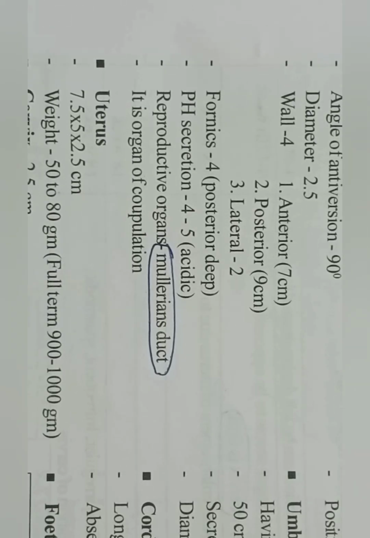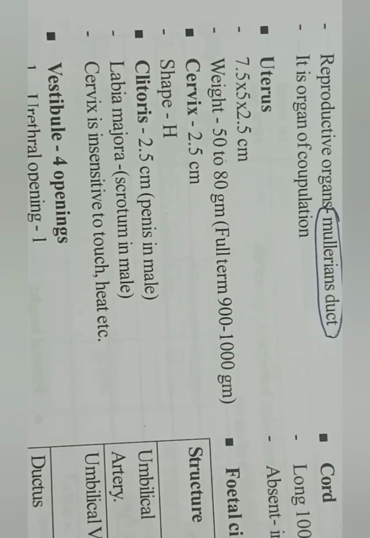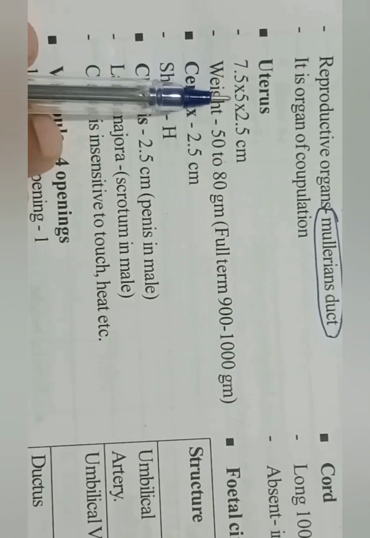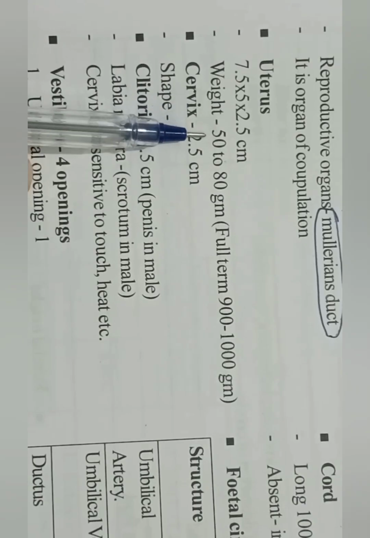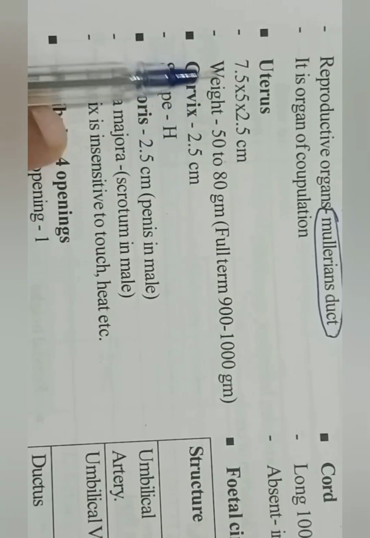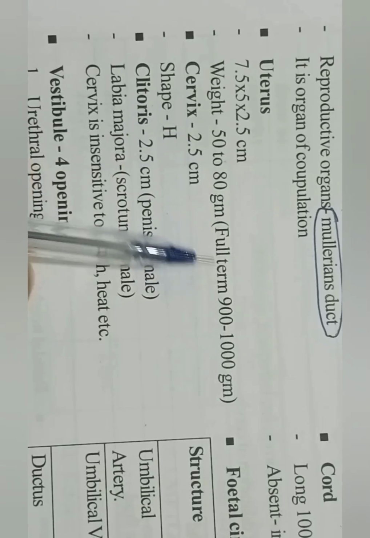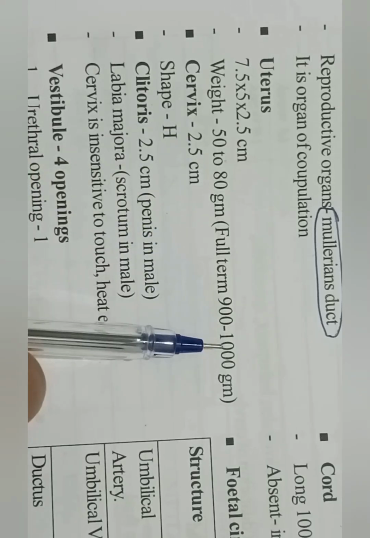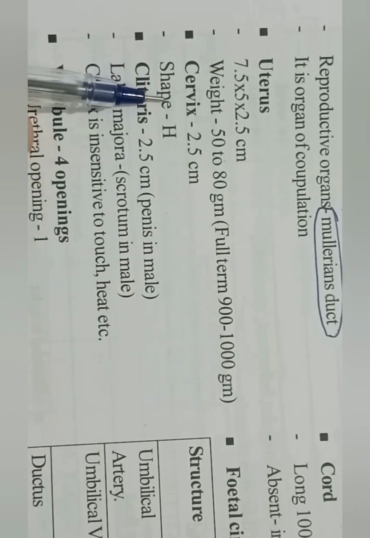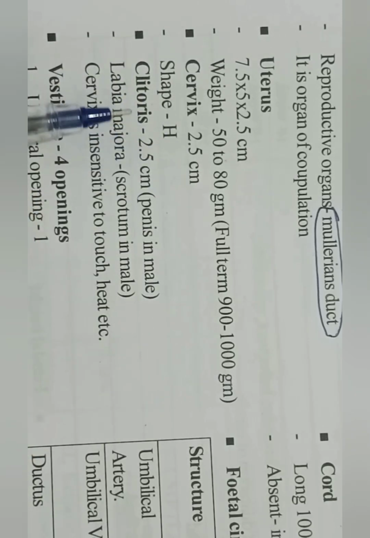Then we study the uterus. The uterus is 7.5 into 5 into 2.5 centimeters. In normal women, the weight of the uterus is 50 to 80 grams. At full term, the 9th month of pregnancy, it is about 900 to 1000 grams. Next, the cervix is 2.5 centimeters. The shape of the cervix is head shape.